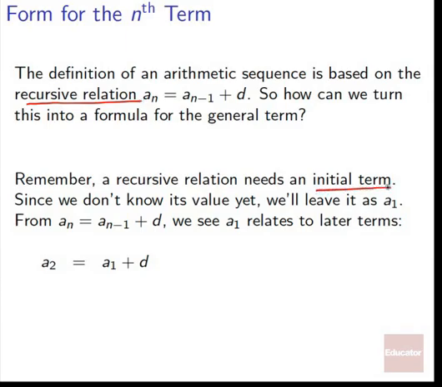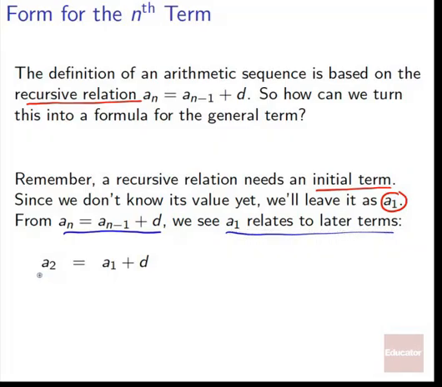Remember, a recursive relation needs an initial term. We have to have some starting place, right? There's nothing before our starting place to refer back to, so we actually have to be given the initial term directly. Now, we don't know its value yet, so we'll just call it a1. We'll call it the first term. We'll leave it as that.